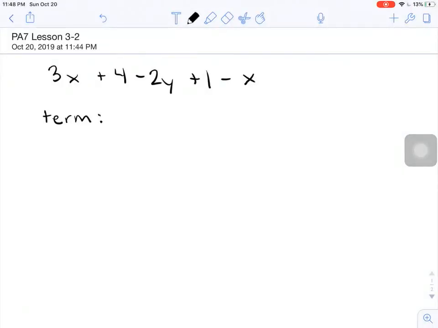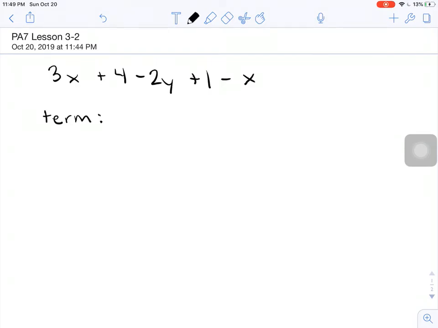In today's lesson, we are going to talk about simplifying algebraic expressions. Before we can talk about what simplifying is and what the rules are for simplifying, though, we need to review some vocabulary related to algebraic expressions.